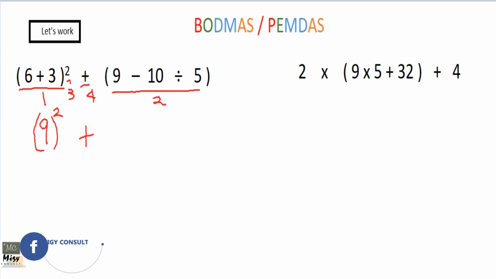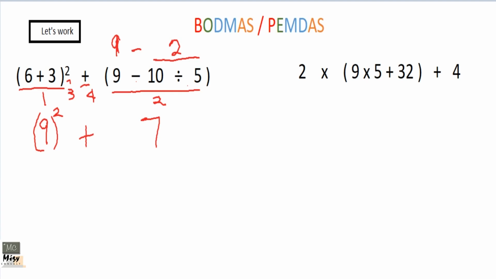Now for the second bracket, you have subtraction and division. Division comes first. 10 divided by 5 gives 2. Now the subtraction: 9 minus 2. When you simplify, you get 7.